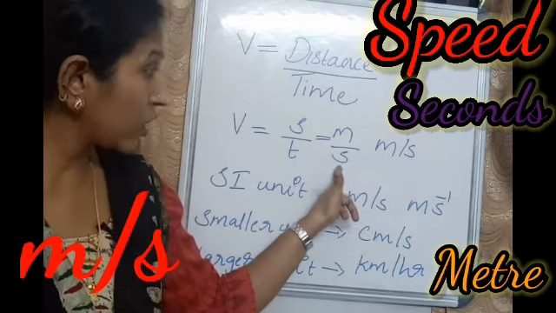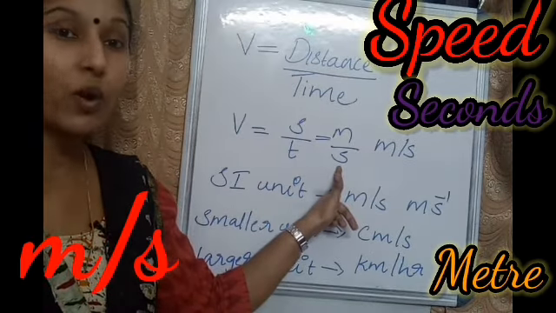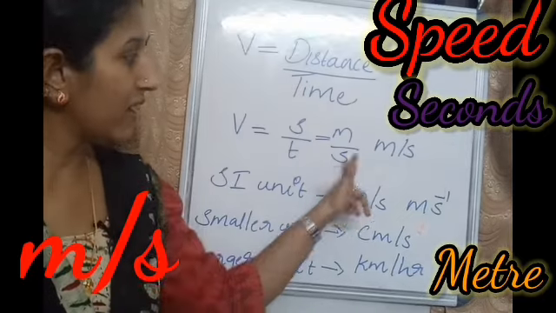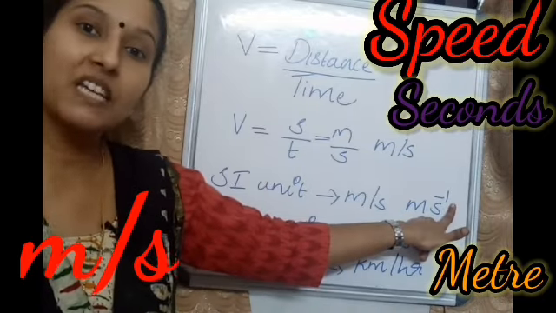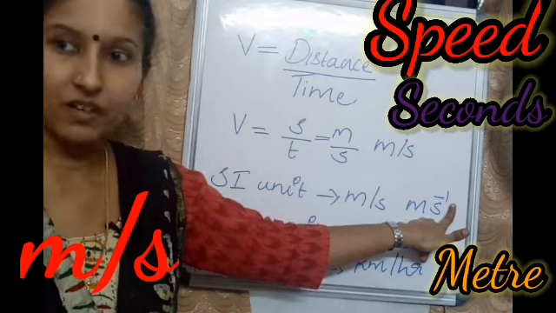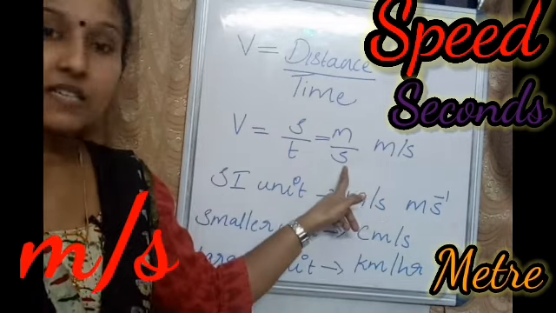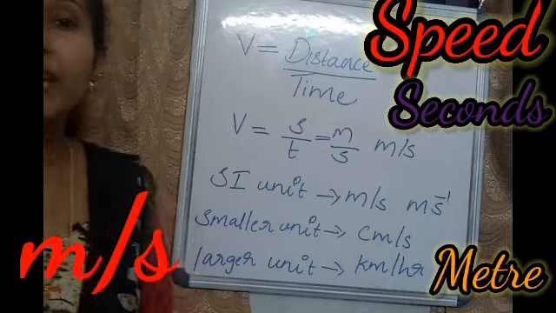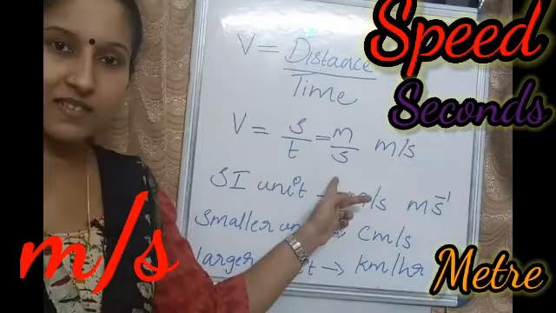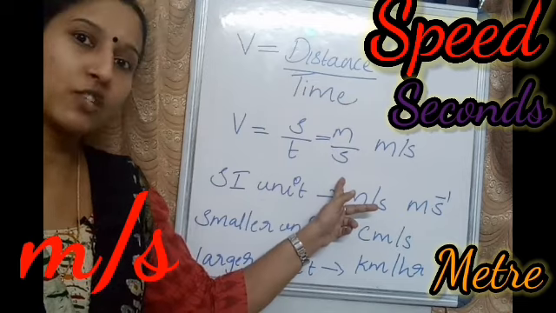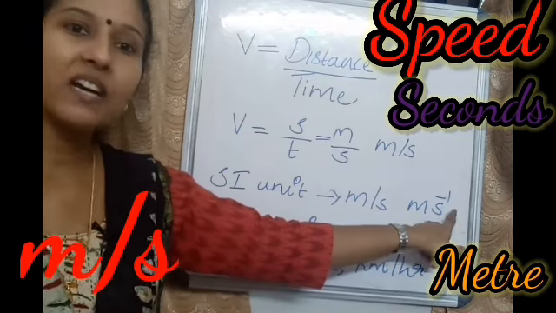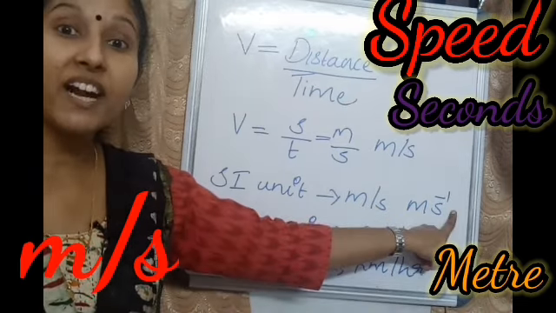Because in the denominator you can see only one S now. So that one S is 1. If there is 2S, minus 2. If there is 3S, minus 3. So S raised to minus 1 indicates here only one S. If there is 2S, S raised to minus 2. If there is 3S, S raised to minus 3. So this minus 1 indicates there is only one S.